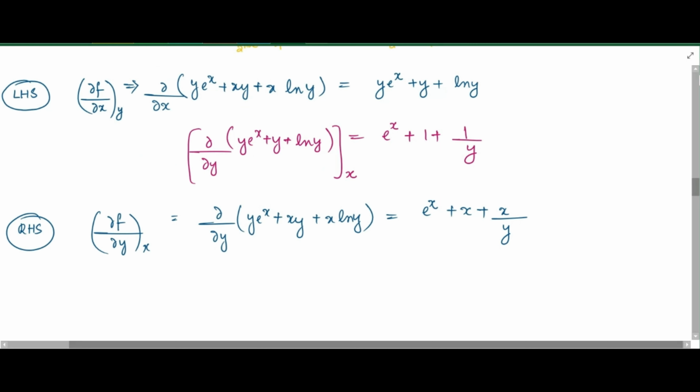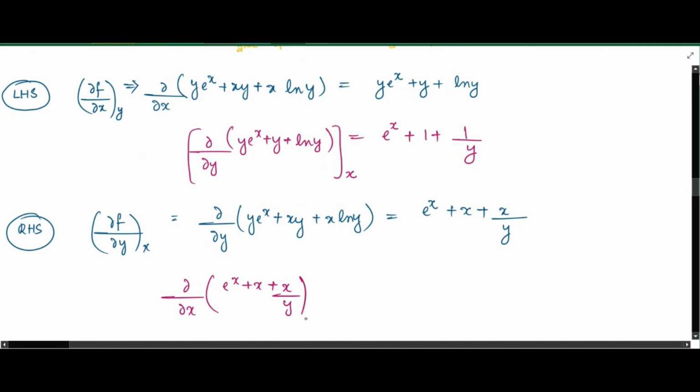What is the next step? We first did it with respect to y. Now you will do it with respect to x. So dou by dou x of e to the power x plus x plus 1 by y, keeping y constant. In the first term there is no y. In the second, the derivative of x is 1, plus 1 by y is a constant. The derivative of x is 1.